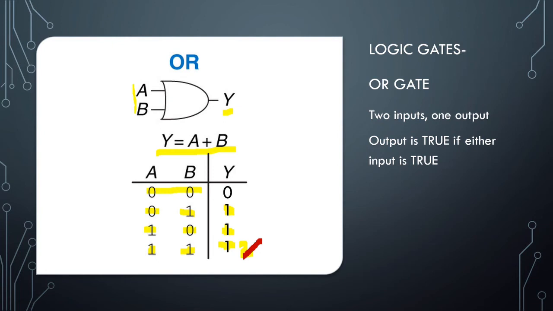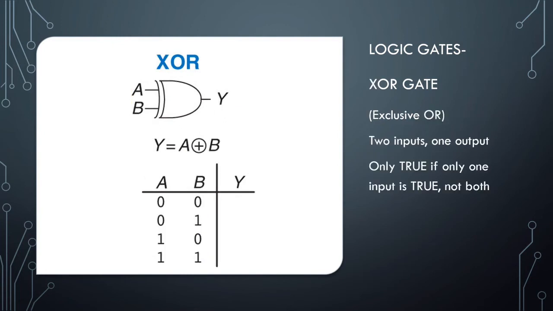It's true or on. Now we have what's called an XOR gate, and this X represents the word exclusive. So here we can only have one or the other input be on for us to get a true output. So we still have 2 inputs, 1 output, but our output is only true if only one input is true. And this down here is our sign that we use in a Boolean equation to represent this.